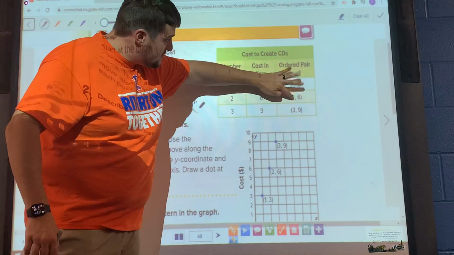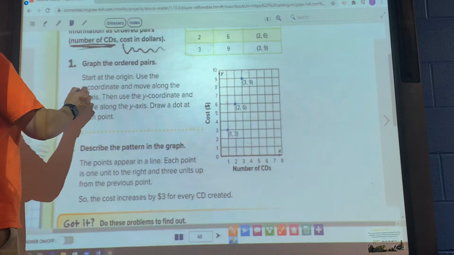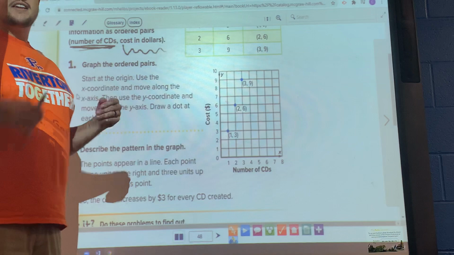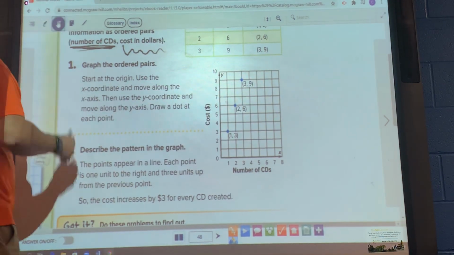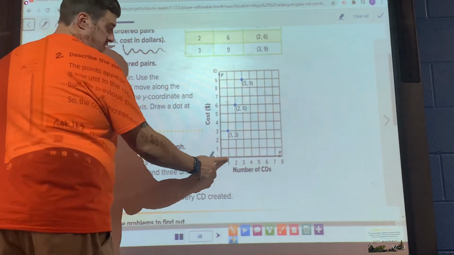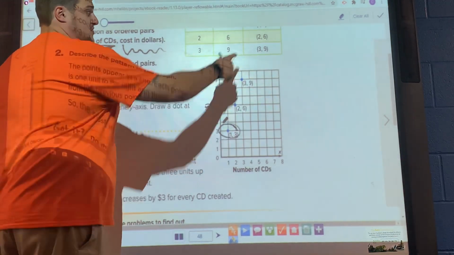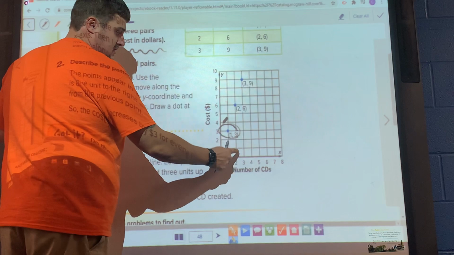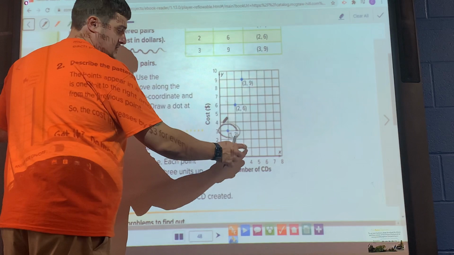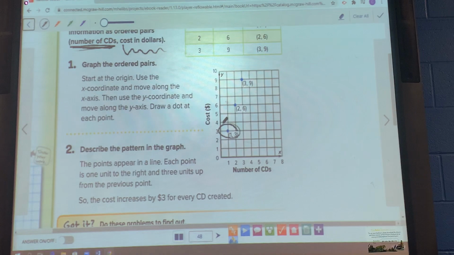Okay, now that we have these 3, we can graph these. So when you graph on a coordinate plane, you always start at 0, 0. This is always your starting point. That's why they call it the origin. You always start there. And then you start with your x and then your y. So we're going to go over to the right to 1, go up to 3. There's our first point. Our second point was (2, 6). So we go over to 2, go up to 6. Next one, (3, 9). So go over to 3, up to 9. Mark the last point.